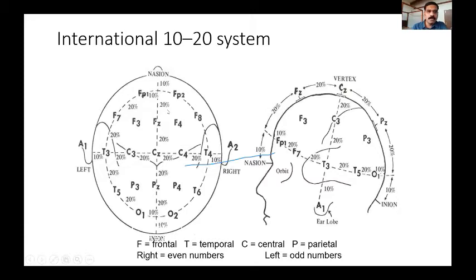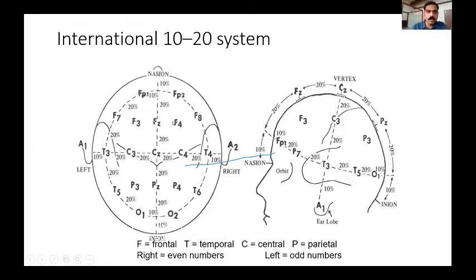So some basics. Whenever we place leads on the scalp, we use these different abbreviations. FP is frontopolar or prefrontal leads. F is the frontal leads. We say Z when it's in the midline. And we use the odd numbers for the left-sided leads and even numbers for the right-sided leads. As the number increases, we go away from the midline. For example, this would be the left frontal.